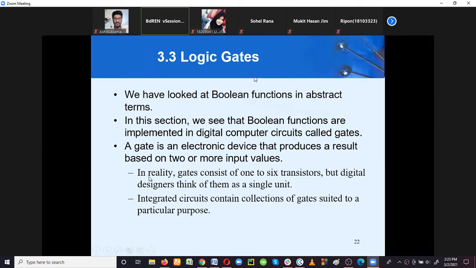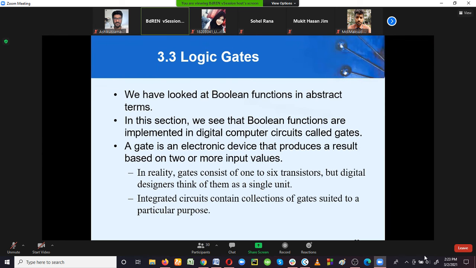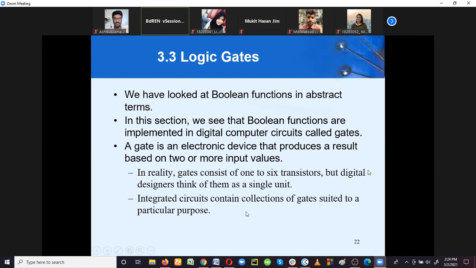In reality, gates consist of 1 to 6 transistors. But digital designers think of them as a single unit. So in digital systems, we think of those 1 to 6 transistors as a single unit. Integrated circuits contain collections of gates suited to a particular purpose. From this slide, you will get many viva questions.